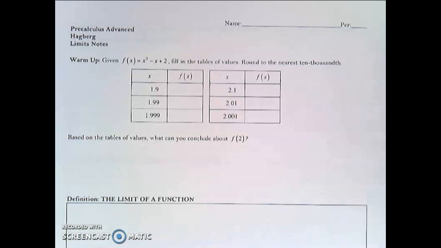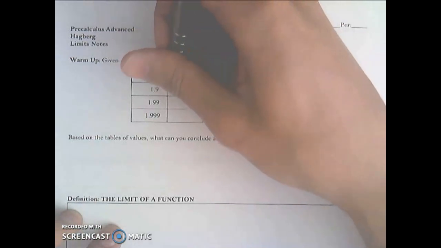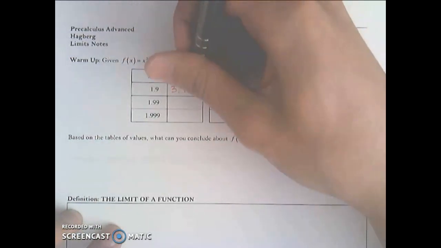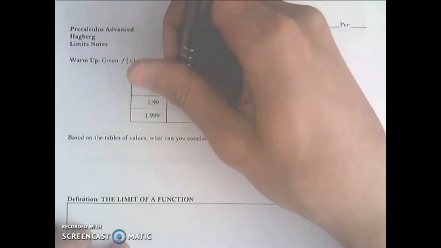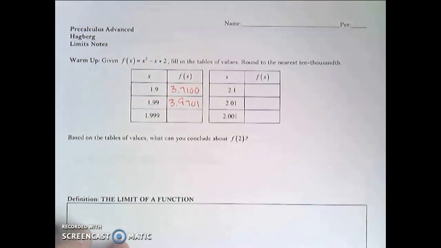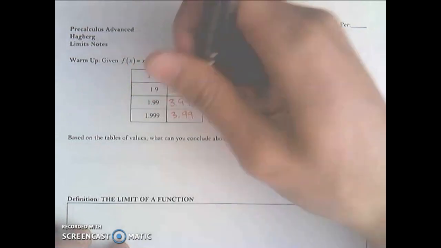Here I've got f of x equals x squared minus x plus 2, and I want to fill in the tables of values. So when we evaluate x equals 1.9, we find that f of x equals 3.7100, and I'd like for us to round to the nearest 10,000th, so that's 4 places. Plugging in 1.99, we have 3.9701, and plugging in 1.999, we have 3.9970.